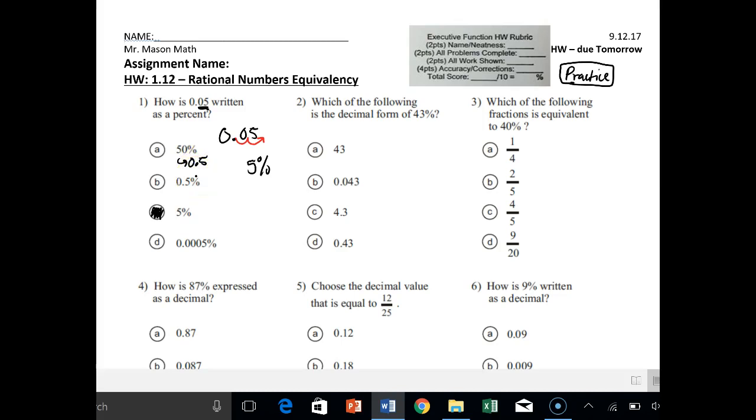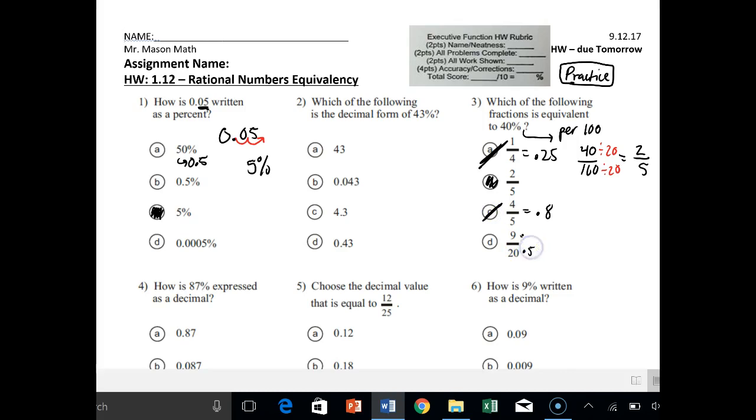Number two, which of the following fractions is equivalent to 40%? How could I show work? I say, oh, percent means per 100. So I could say 40 over 100. And then I can start to simplify that. So I can divide by 20. 40 divided by 20 is 2, 100 divided by 20 is 5. So I'm looking for 2/5. It's right there. And then I could also show work by saying, 1/4, I know that's 0.25, so that can't be the right answer. 4/5, I know that's 0.80, so that can't be the right answer.